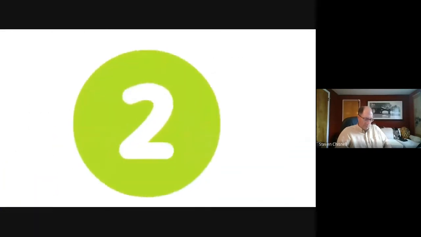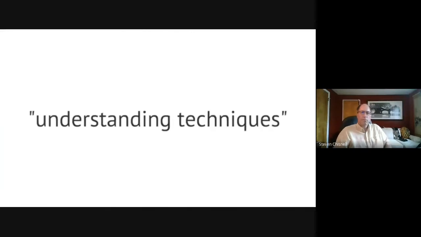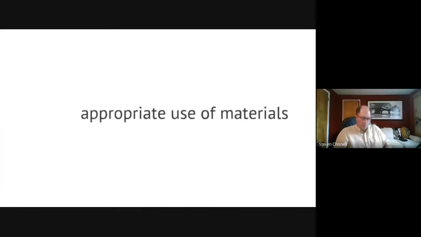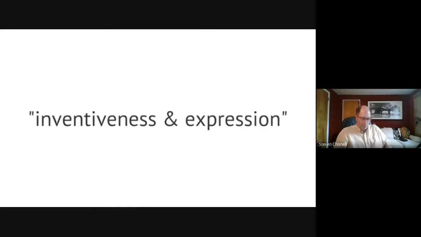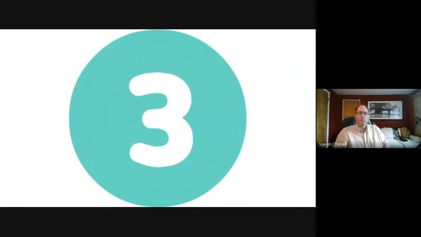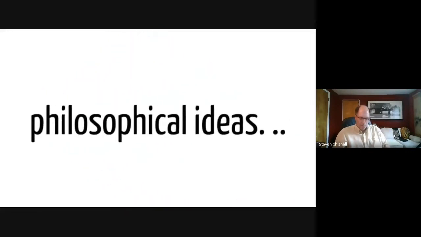Secondly, from a different perspective, in DP art class, art is judged from basic criteria developed by IB. Concepts such as understanding of ideas and techniques, and appropriate use of materials, inventiveness and expression are all principles outlined in the criteria. From a third perspective, we can look at things from a philosophical approach.